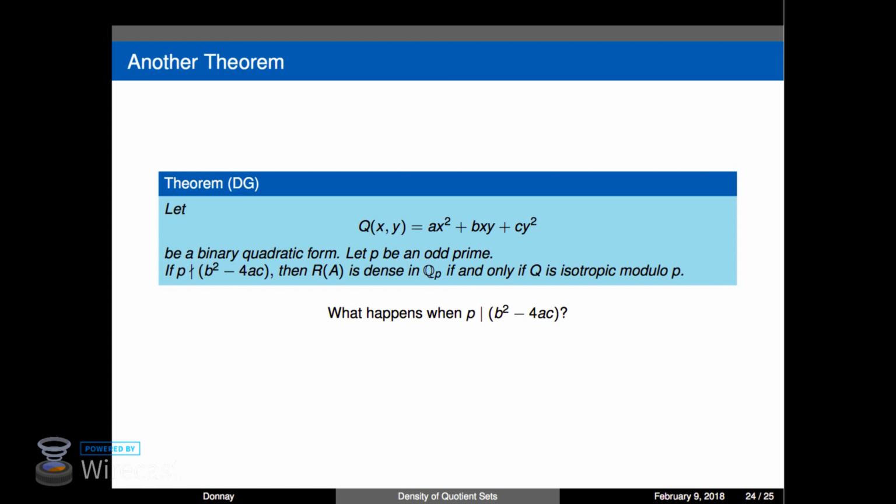So what happens if p does divide b squared minus 4ac? This is a property known as singularity. We would say that the quadratic form is singular modulo p, and it's really, really bad. And most number theory textbooks kind of ignore the cases when p divides b squared minus 4ac. We had a really awesome proof of what happens.